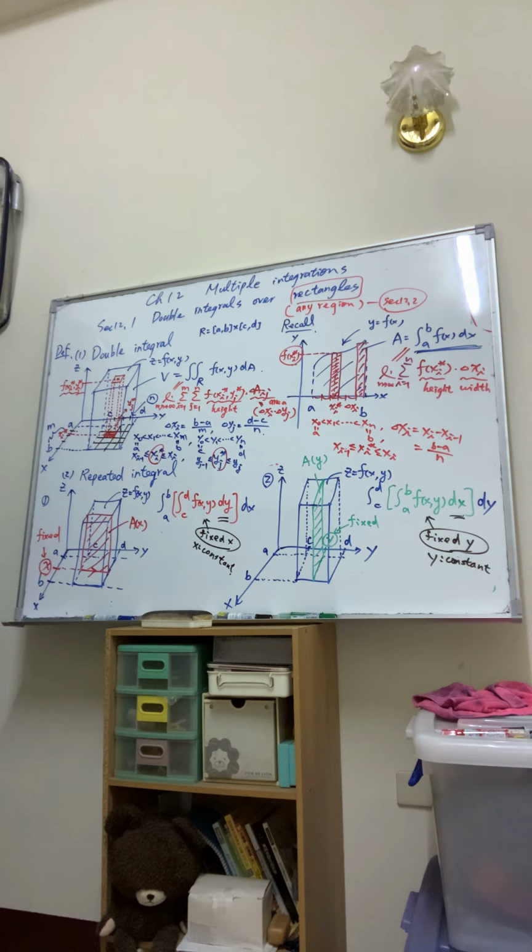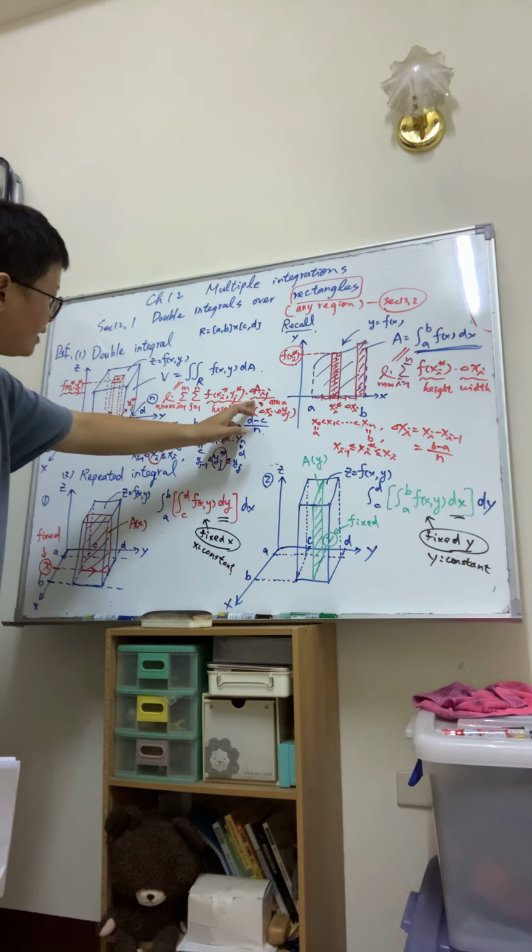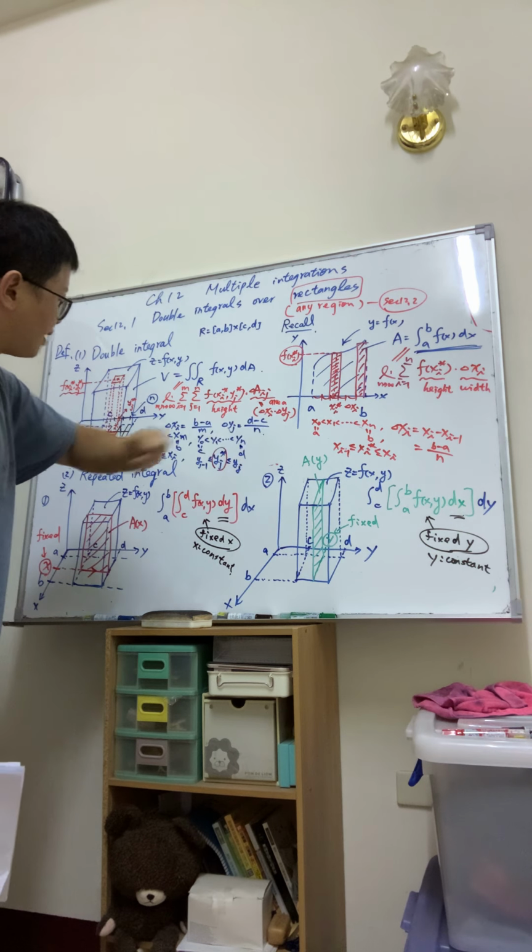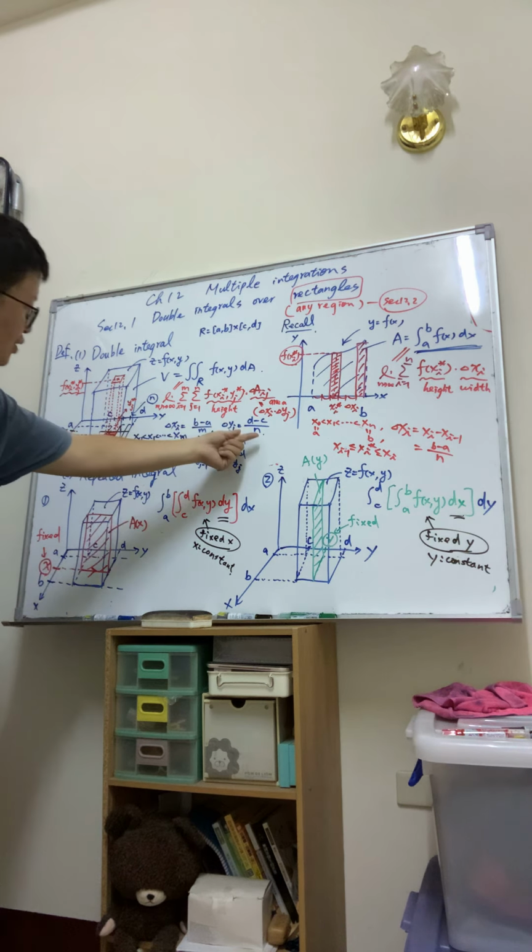So what does it mean in the graph? Let me explain again. Here we have the region R, a rectangle, and the function is defined on the rectangle. x is between a and b, and we divide it into n equal subintervals. y is between c and d, and we divide it into n equal subintervals. So now we have n times n rectangles, and each one's area equals delta xi times delta yj.